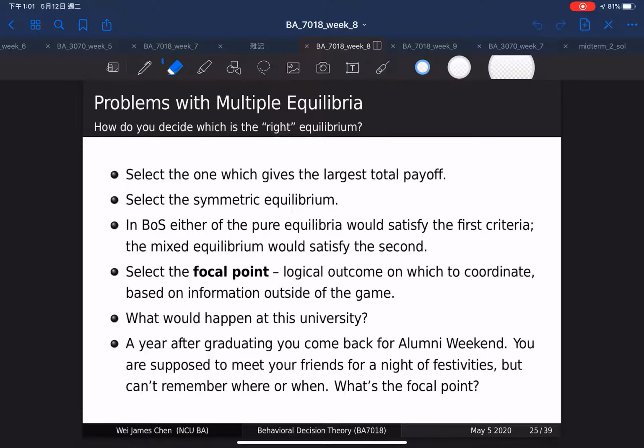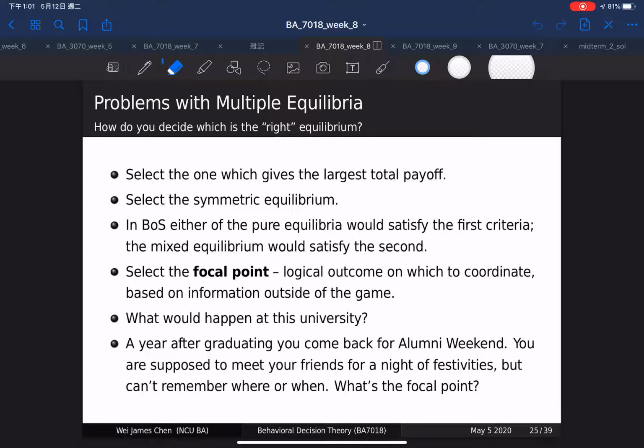Okay, everyone. So, if you recall from last time, we were talking about how we can choose an equilibrium from multiple equilibria. Okay, so one way to do so is to choose the one that gives the largest total payoff.